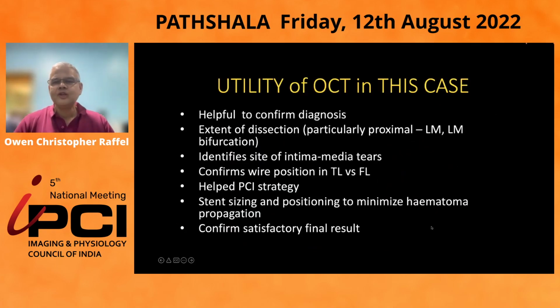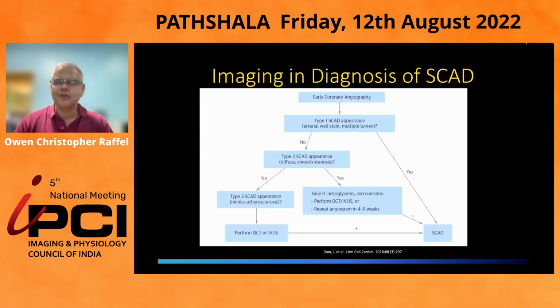So utility of OCT in this case, it was really helpful to confirm the diagnosis, the extent of dissection, particularly in the left main bifurcation area. It had identified the sites of intima media tears. We had 3, so we didn't need to go with a cutting balloon because just with stenting would decompress the hematoma. It importantly confirms the wire position in the true lumen. It helped our PCI strategy with stent sizing, positioning to minimize hematoma propagation, and importantly confirm satisfactory final result.